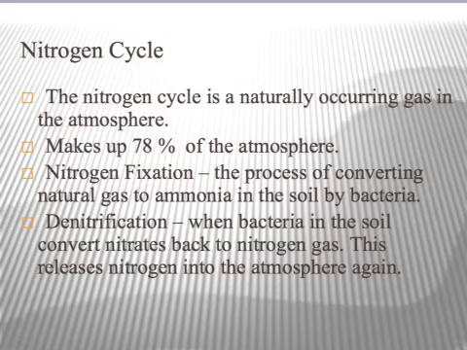There's two different things that we'll look at, nitrogen fixation and denitrification. So again, when we think about the cycle and the different ways that nitrogen is going to be out there, nitrogen fixation is the process of converting nitrogen gas to ammonia in the soil, and this is done by bacteria. Denitrification is when bacteria in the soil convert nitrates back to nitrogen gas, and this releases nitrogen back into the atmosphere again.